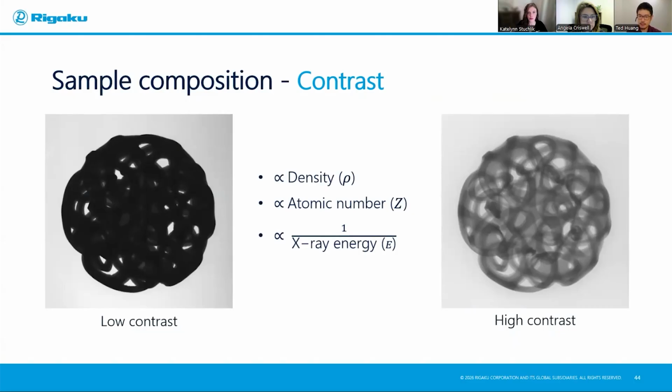So to get a high contrast, you can't really change the density of your sample, right? Because that's your product, that's your research. If you change it, that's no longer your thing. Same goes for atomic number. So the only thing you can change is X-ray energy. And that energy is tied to your CT system, specifically the type of X-ray source it has.